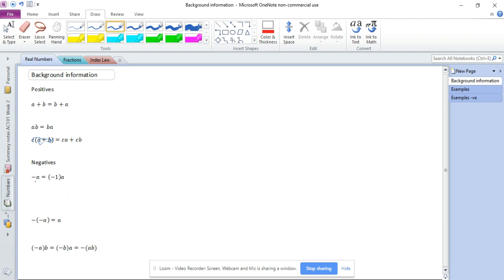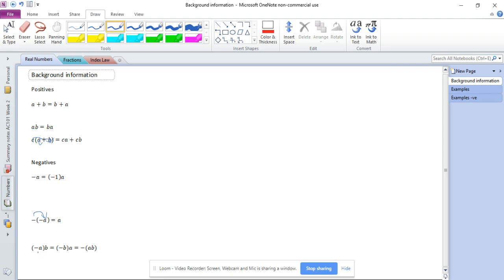Negative properties. Minus A. So what does that mean? It's nothing more than minus 1 times A. Generally speaking, if 1 times something, the 1 can be ignored or invisible. So that's why minus 1 times A is equal to minus A. Minus minus A is equal to positive A. So what happens is minus 1 times another minus 1 becomes positive 1. So that's why positive 1 times A is A.